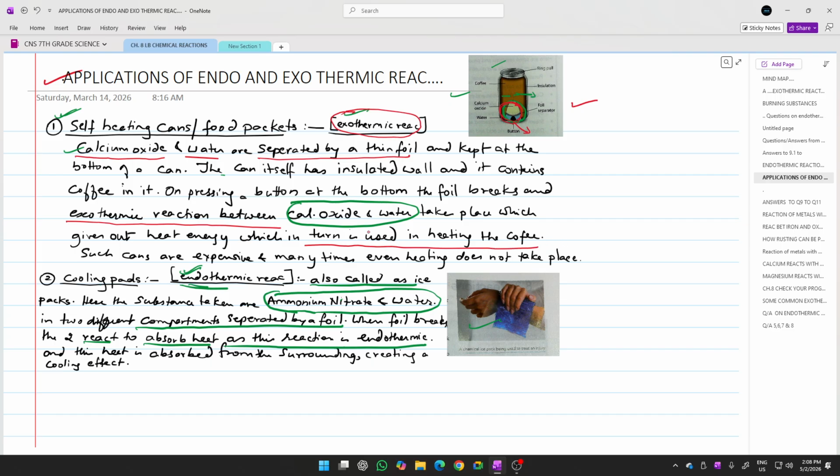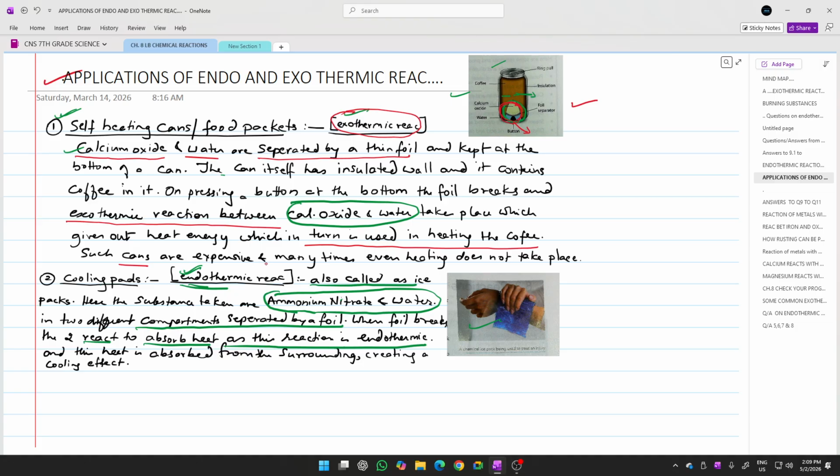Now the same principle can be applied for heating a foodstuff. Suppose there's some foodstuff kept in the container. You can do the same thing and get the heat released from a chemical reaction of this type between calcium oxide and water. It being an exothermic reaction, heat will be given out, and that heat can be used to warm up the foodstuff. So whether it is used in cans or in food packets, the purpose served is the same.